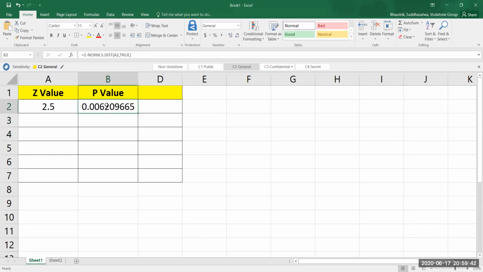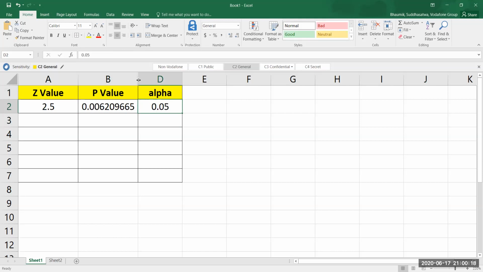If it is 1 minus and the value is so small, and my alpha is what? Let me just write it over here. Alpha value is 0.05. If this is less than this, then we accept the alternative hypothesis. That's my intention here. So 0.0062 is really, really less than 0.05. And hence, I can clearly say I can reject the null hypothesis. Right? This is one way of doing it.